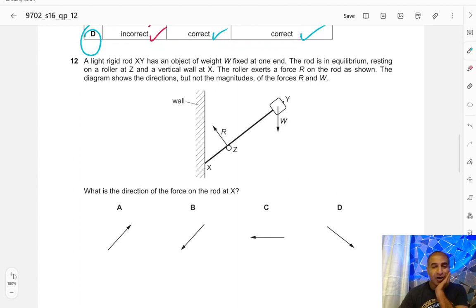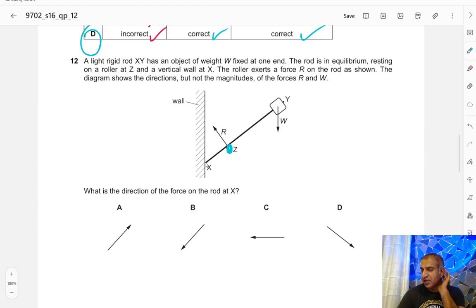A rigid rod XY has an object of weight W at one end. We can see that the rod is in equilibrium, resting on a roller at Z, this is the roller at Z, and a vertical wall at X. This is a vertical wall, preventing it from actually turning, rotating. The diagram shows the direction, but not the magnitude of the forces R and W. What is the direction of the force at X?